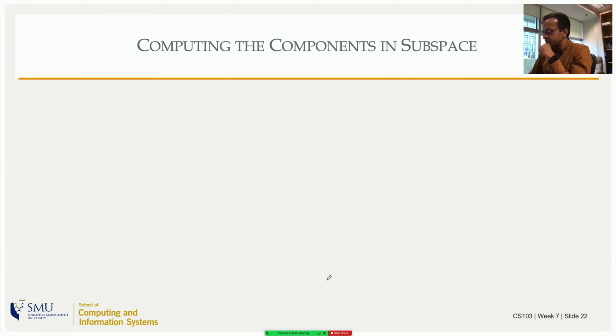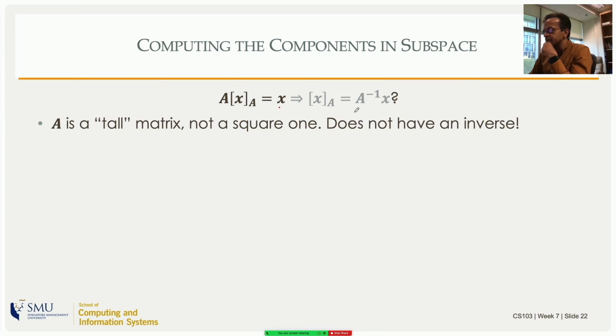So let's try to compute the components in the subspace. We'll start from the same set of equations. This still holds. Some linear combination of the columns of A will give me the original x vector. So I should have been able to write this way, but A now is not a square matrix, so I cannot really talk about A inverse. So that doesn't work. That's why that is grayed out.